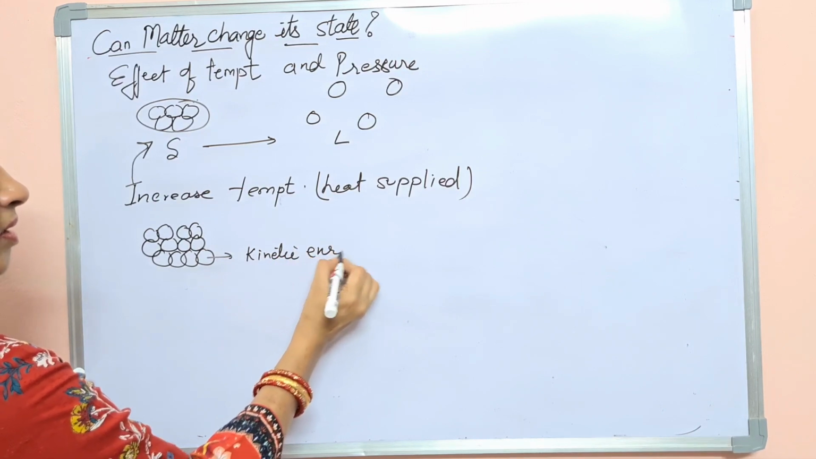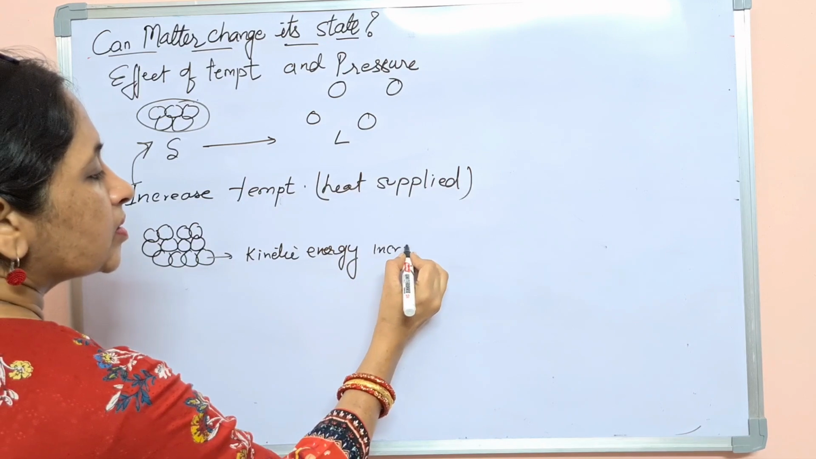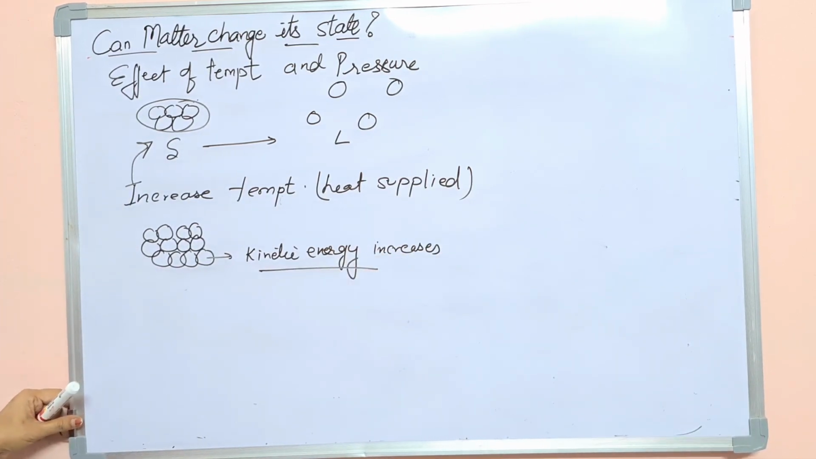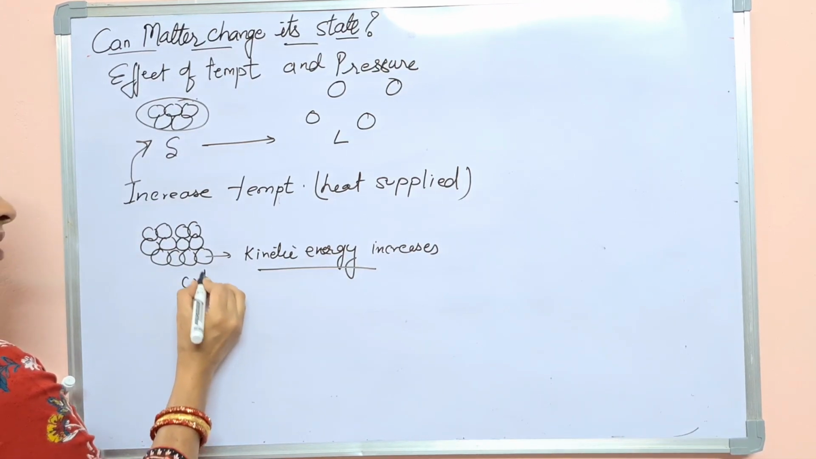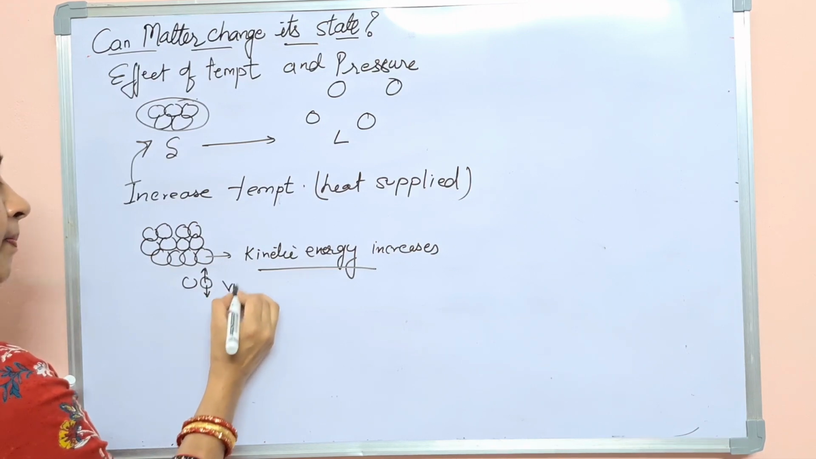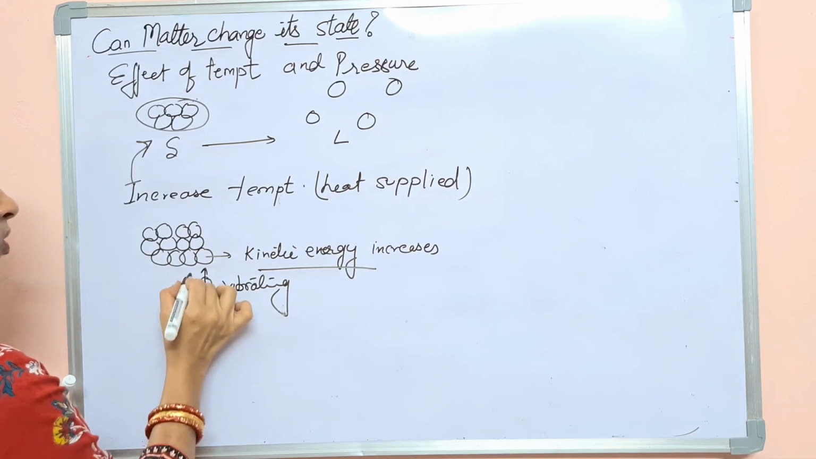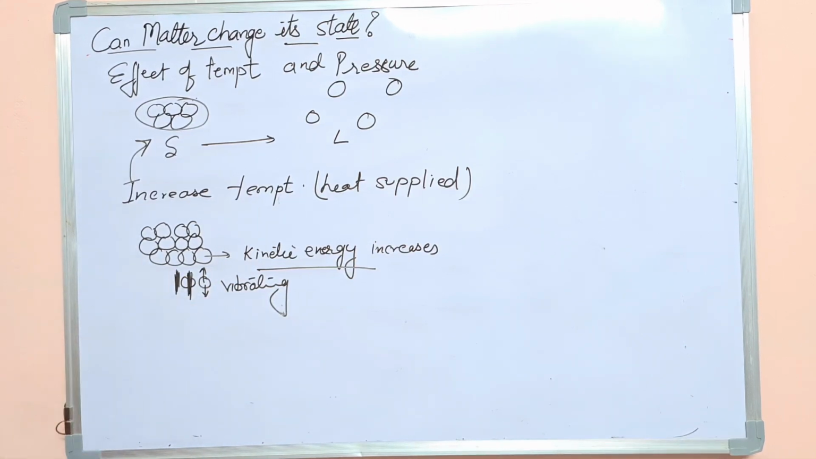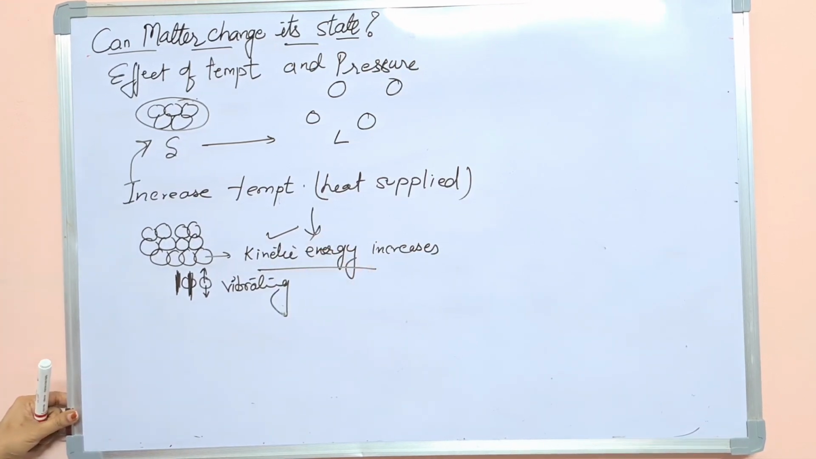kinetic energy increases. इनकी काइनेटिक एनर्जी बढ़ने लगी. काइनेटिक एनर्जी बढ़ने के कारण क्या हुआ, these molecules start vibrating at the position. अपनी ही पोजीशन पर उनके बीच में थोड़ा सा मूवमेंट स्टार्ट हुआ और वाइब्रेशन होने लगे, हिलने लगे वो पार्टिकल्स थोड़ी सी अपनी जगह पे. ये कब हुआ, जब मैंने टेम्परेचर को इंक्रीज कर दिया.